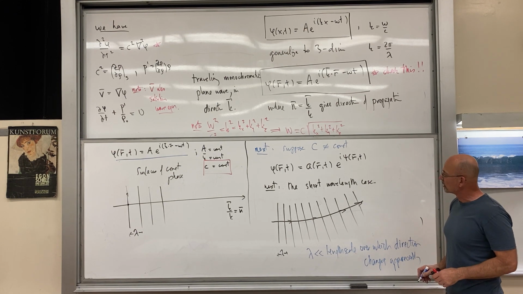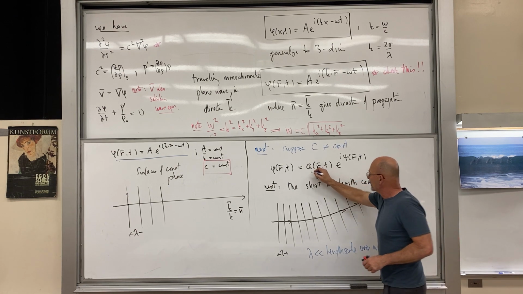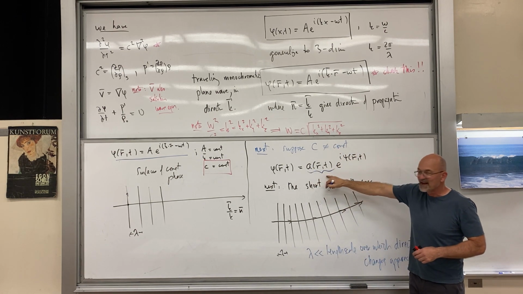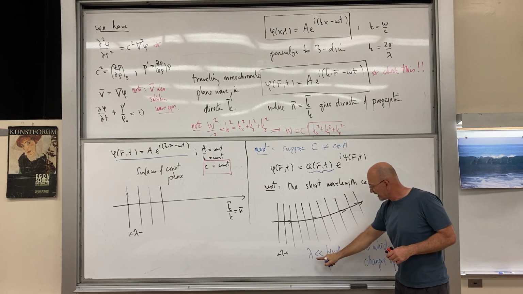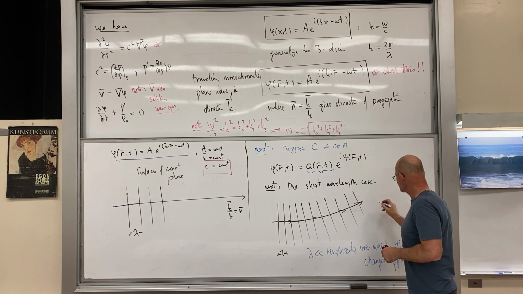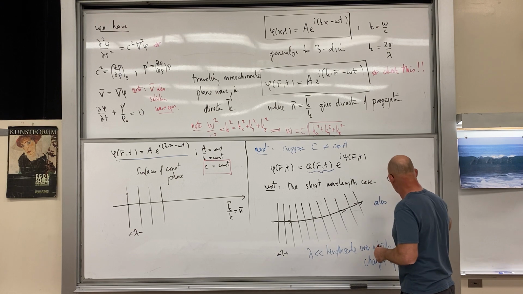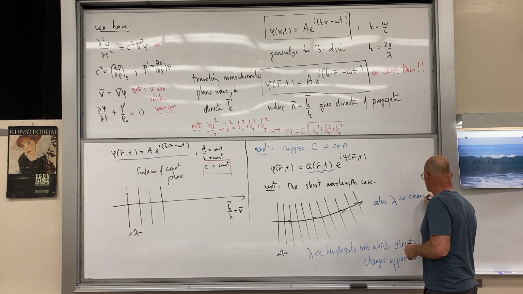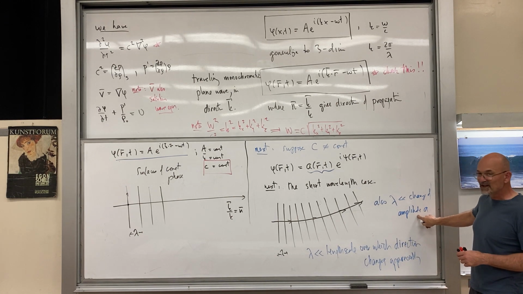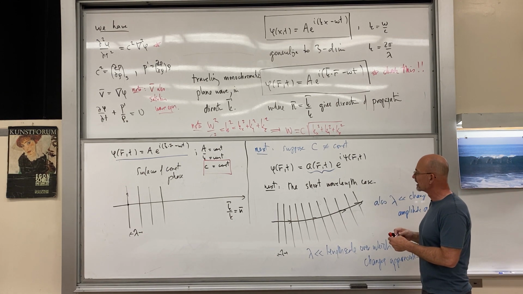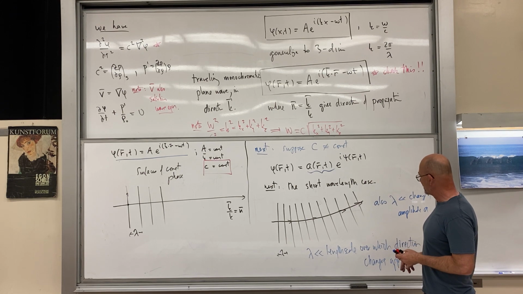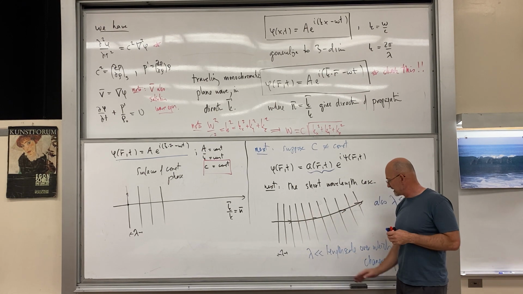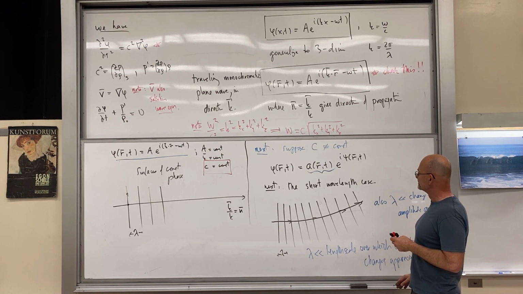And we're also going to require that the amplitude also changes very slowly with respect to this lambda. Also, lambda is much less than the length scale of change of amplitude A, by which we mean the regions over which the amplitude changes. So that constitutes the short wavelength approximation.